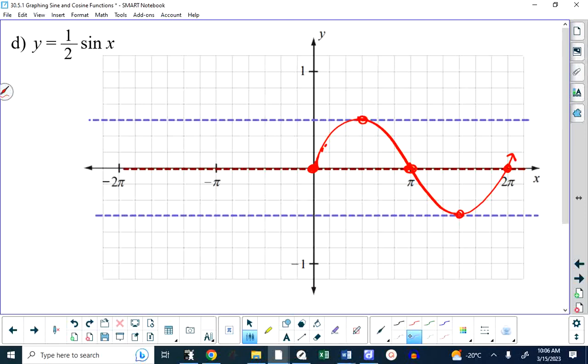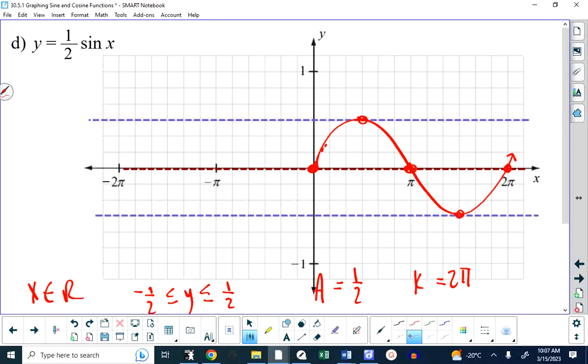Any real number for X. Y, negative 1/2, less than or equal to Y, less than or equal to 1/2. Amplitude is 1/2. Period is 2 pi. Still good?